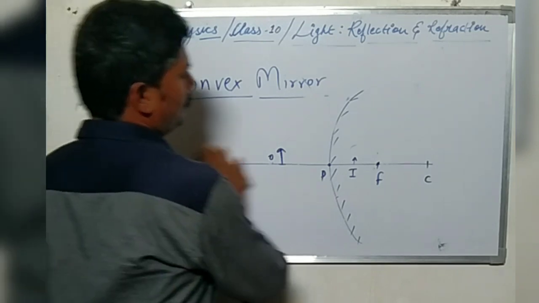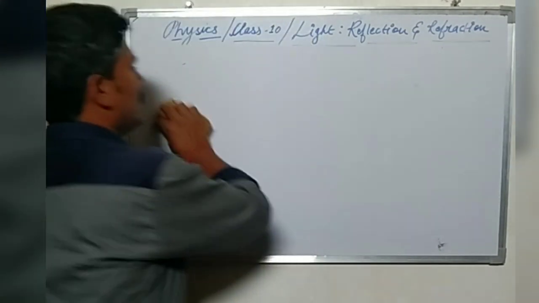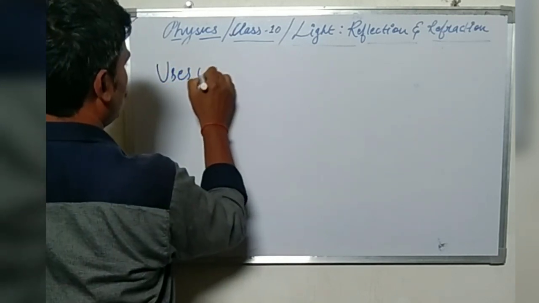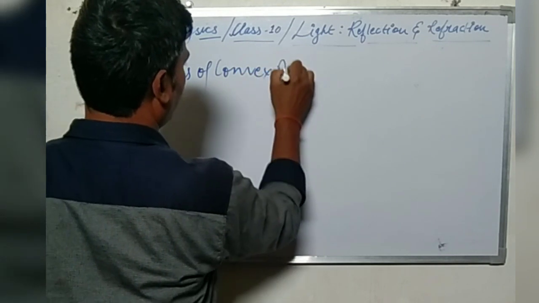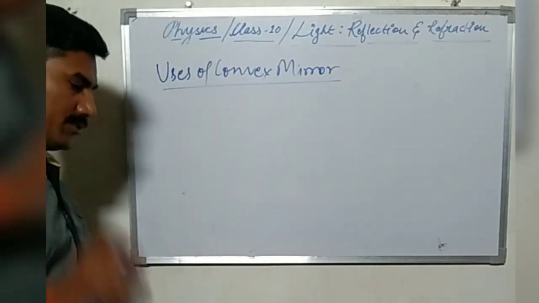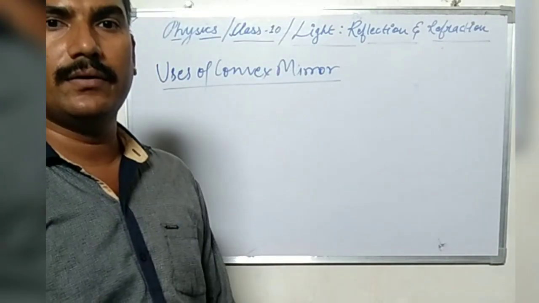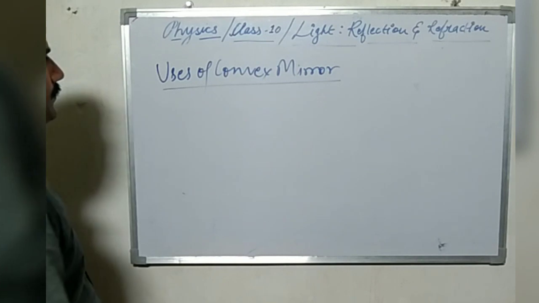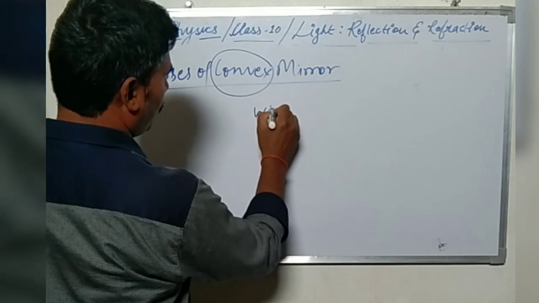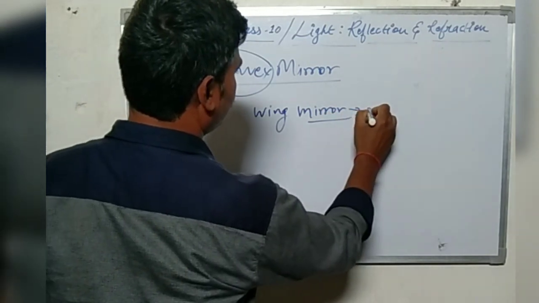Okay. After this, we will discuss the uses of the convex mirror, where we can use the convex mirror. We have discussed the uses of concave mirror. Now we will discuss the uses of convex mirror. Convex mirror is used as a wing mirror in vehicles.